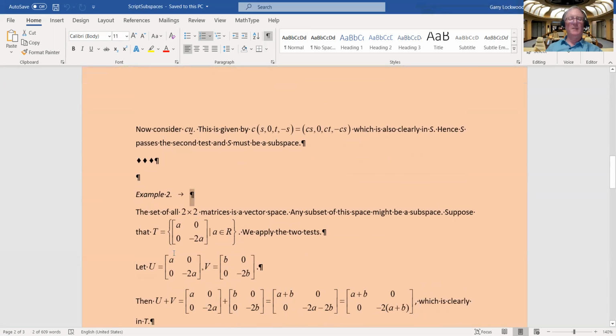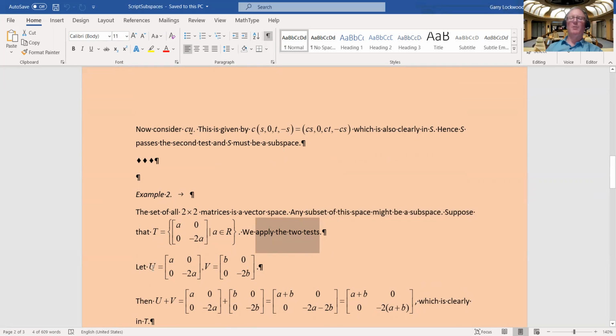Let's have a look at the second one. The set of all 2 by 2 matrices is a vector space. Now you have to be adding the matrices, you're not multiplying them, but that's okay. Any subset of this space might be a subspace. So let's suppose that T is the set of 2 by 2 matrices of the form (a, 0; 0, -2a), where a is in R. It's a real number. So let's apply the two tests.